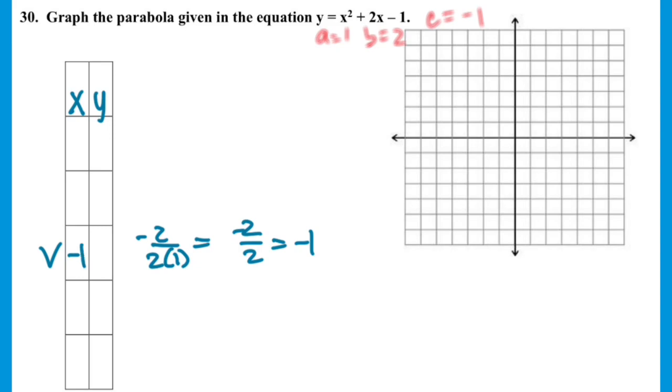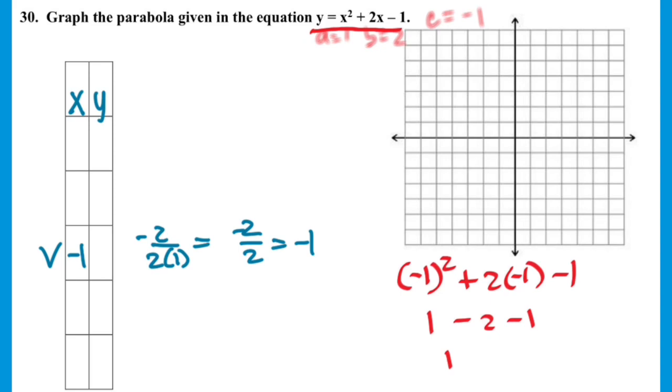So I have my first x value, and I substitute into my equation to solve for the y value, and negative 1 squared is 1. 2 times negative 1 is negative 2, minus 1 gives me negative 2. Then I have my vertex, and I can graph that.